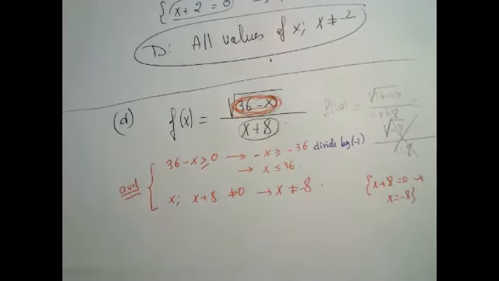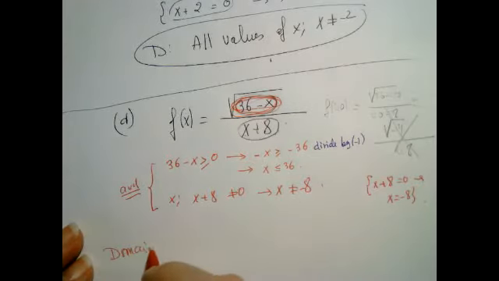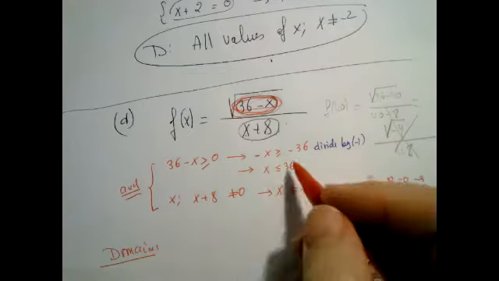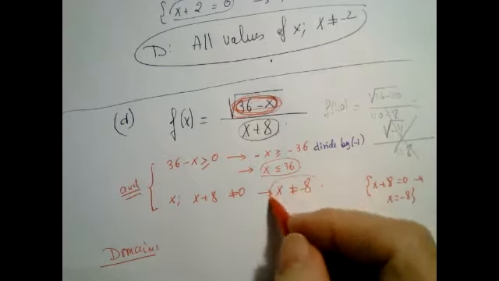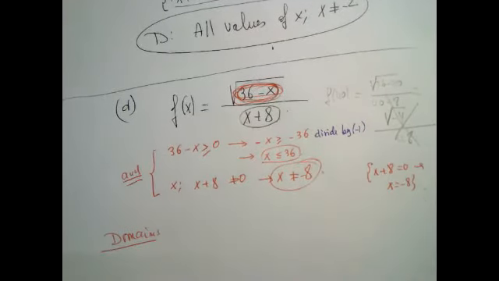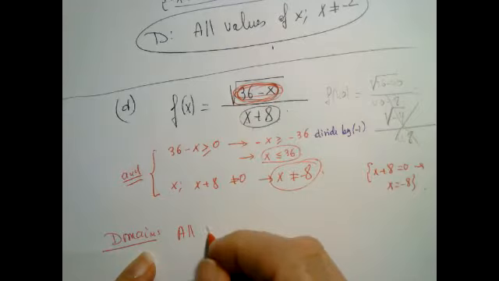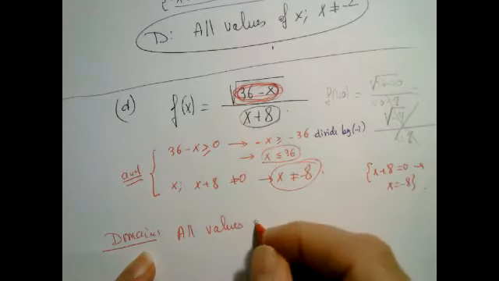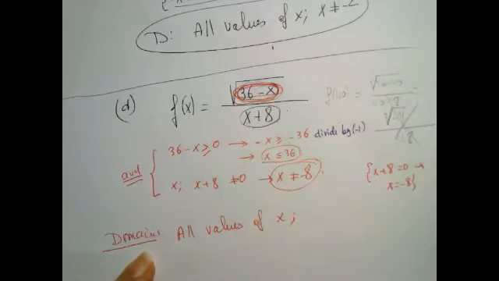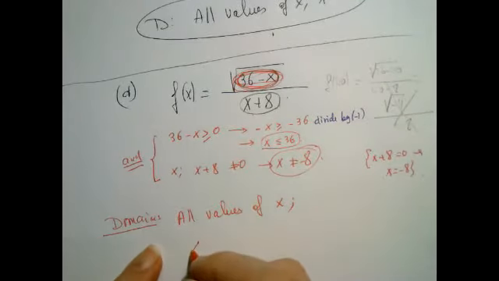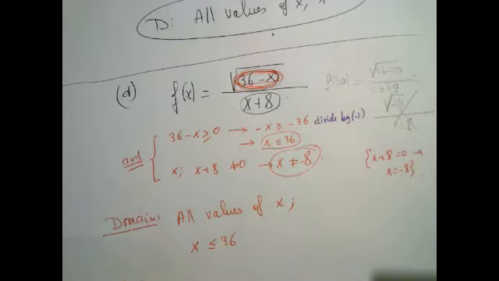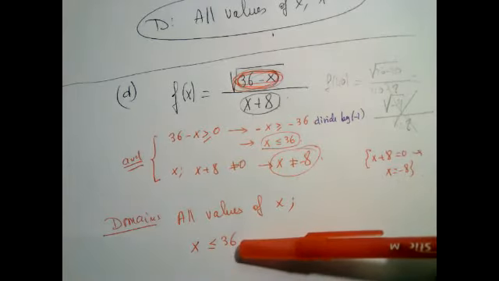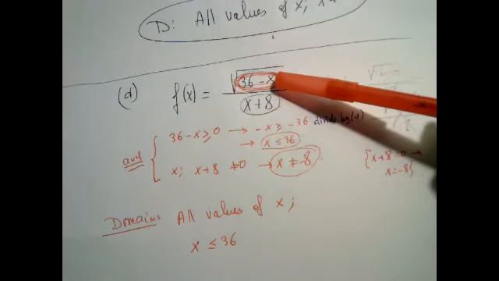Okay, and now I combine both ideas. So what's the domain? I'm going to write it up. I don't need any notation. I want x to be less or equal to 36, and I want x to be different from minus 8. So the domain would be all values of x that have the following properties. My x has to be less or equal to 36. If I take any value larger, it will give me a negative number under the square root.